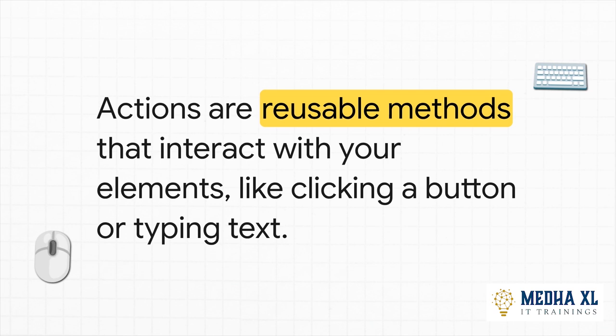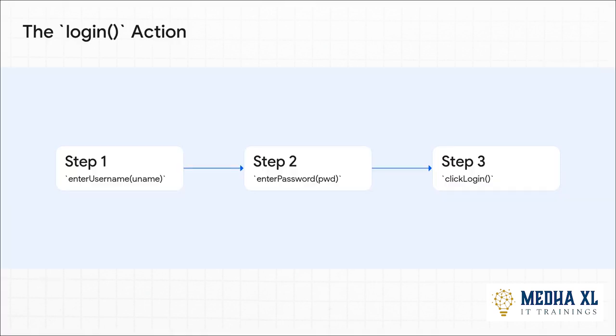And that's where ingredient number 2 comes in, the actions. These are basically just simple, reusable methods that live inside our page class. So we can make one method to type in a username, another one for the password, and a third one to click that login button. Now this is where it gets really powerful. We can start combining these smaller actions into a bigger, more meaningful user workflow.